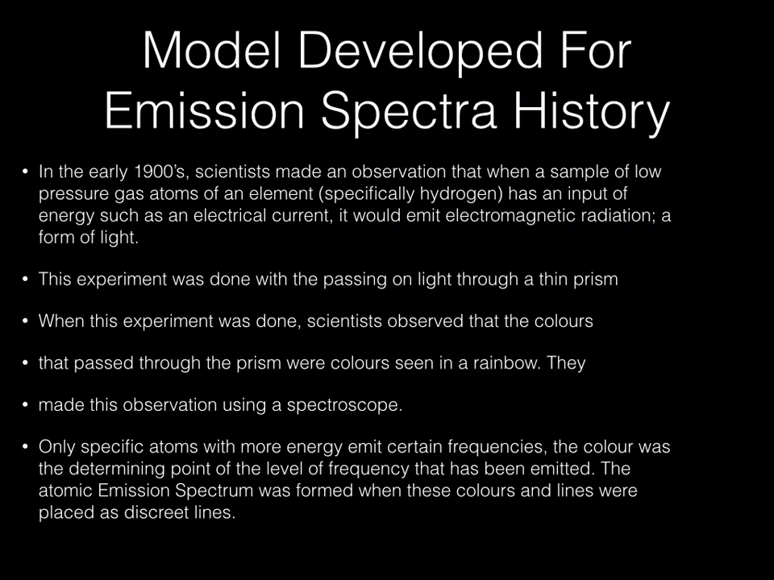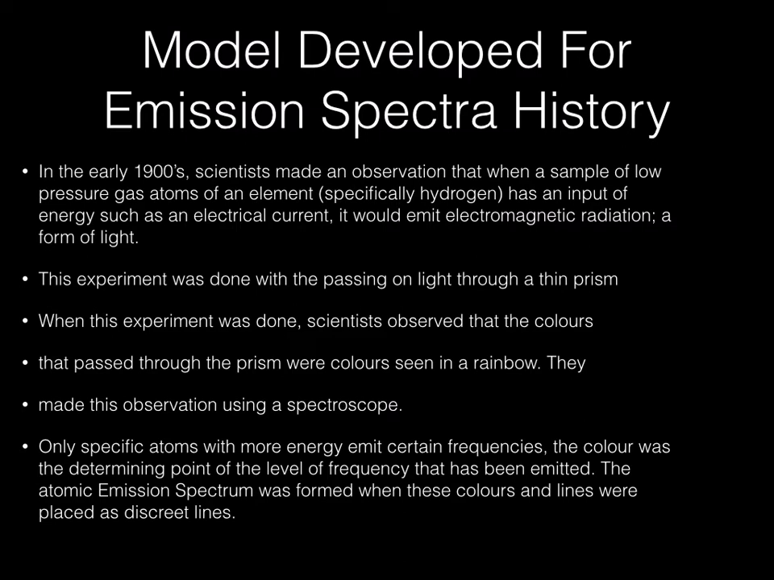In the early 1900s, scientists made an observation that when a sample of low-pressure gas atoms of an element, specifically hydrogen, has an input of energy such as an electrical current, it would emit electromagnetic radiation, or a form of light. This experiment was done by passing the light through a thin prism. When this experiment was done, scientists observed that the colors that passed through the prism were colors seen in the rainbow. They made this observation using a spectroscope.